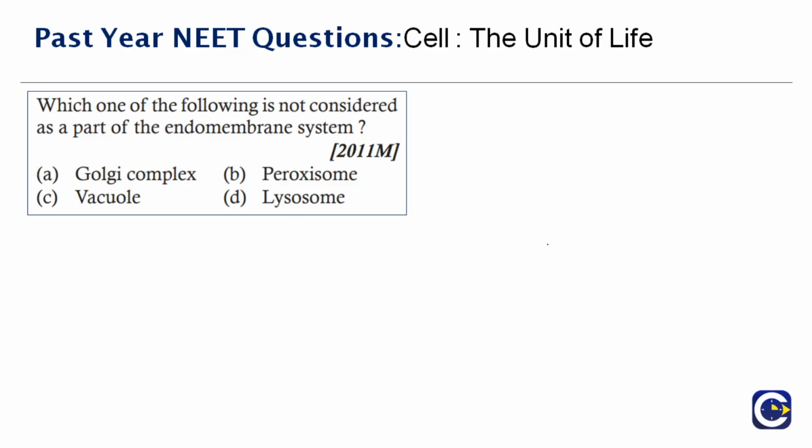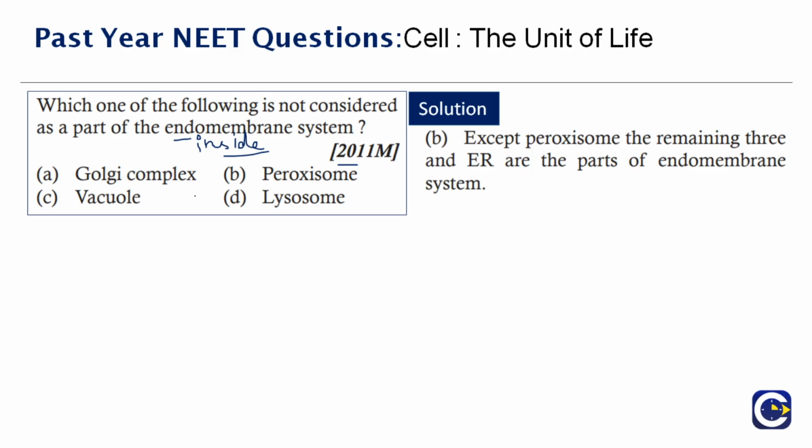This question was asked in the year 2011. Can we read it? Which one of the following is not considered as a part of endomembrane system? Endo means inside, right? It is present inner or inside. Exo means outside. So they are asking us the one which is not a part of an endomembrane system. Golgi complex is not the answer. Lysosome is not the answer. So it should be peroxisome, or it should be vacuole. The correct answer goes to peroxisome.